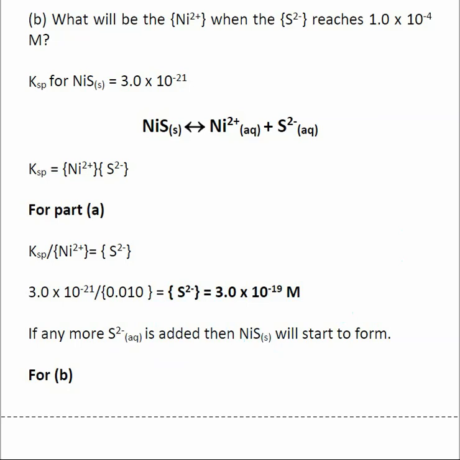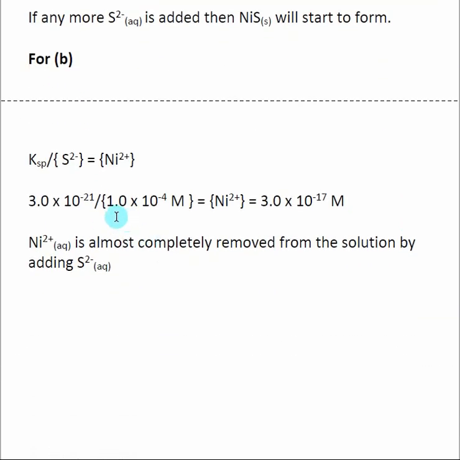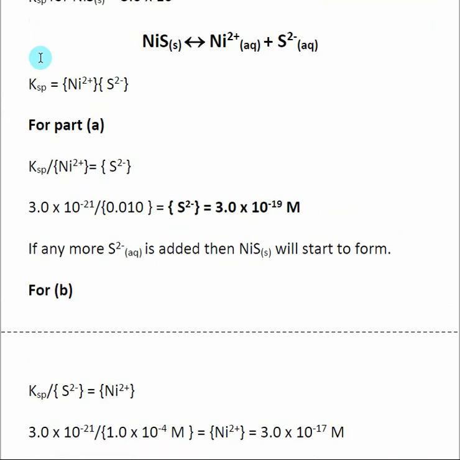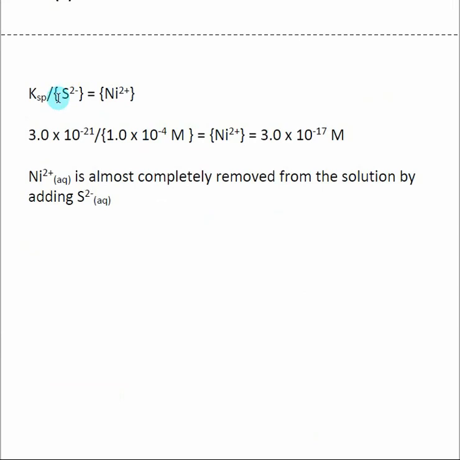And now we say if we increase the concentration of sulfide to 1.0 times 10 to the minus 4th, what's going to be the concentration of nickel 2 plus? So remember, we're still starting with our solubility product here, but now the constants are KSP, and now we're given a concentration of S2 minus, and we want to say if we have that concentration of S2 minus, what's going to be the concentration of nickel 2 plus in that solution. So a bunch of the nickel is going to precipitate out, and what we want to know is what's left over in this case. So I solved that equilibrium in terms of nickel 2 plus, so it's KSP divided by the concentration of S2 minus.